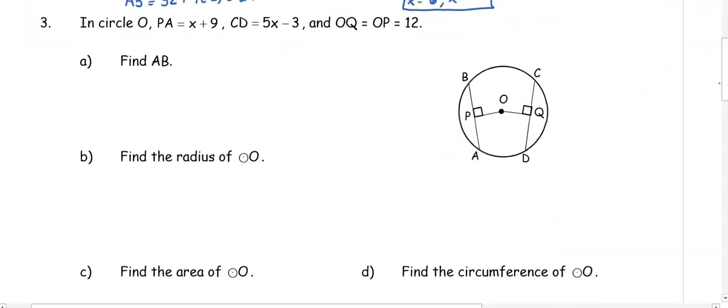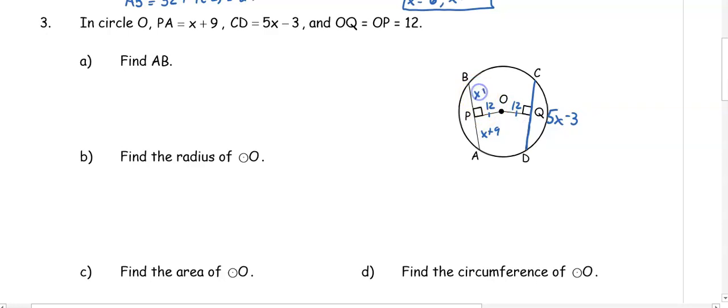Number 3, in circle O, PA is x plus 9. CD, this whole length, is 5x minus 3. And OP is 12, as well as OQ is 12. So those are equidistant away from the center.